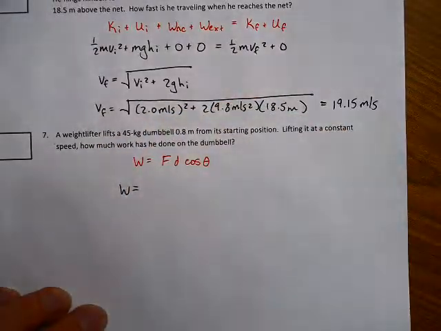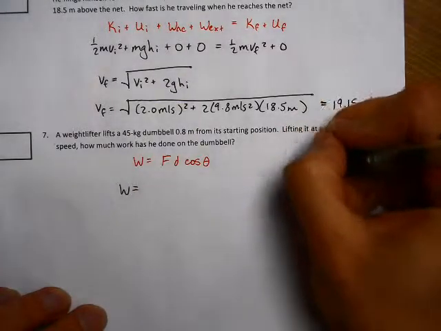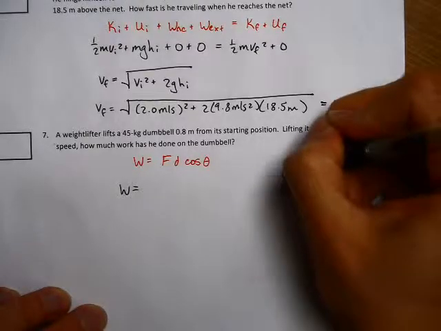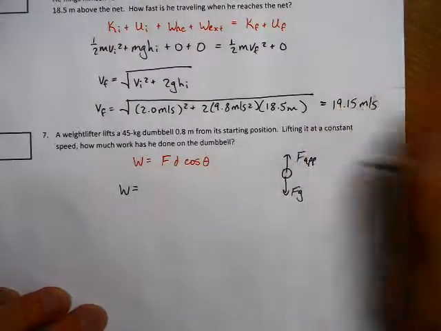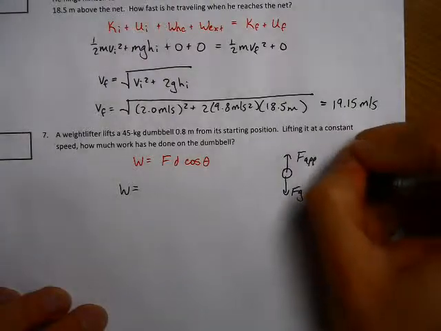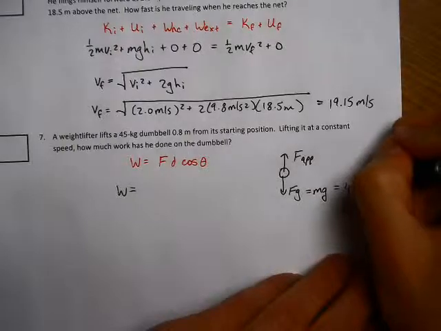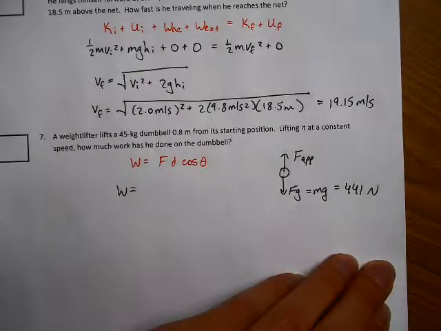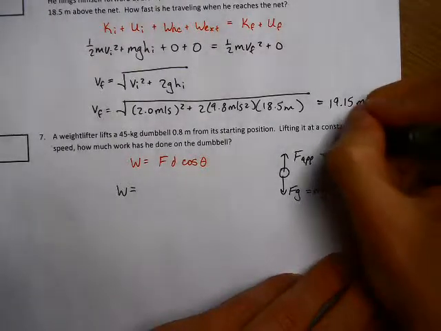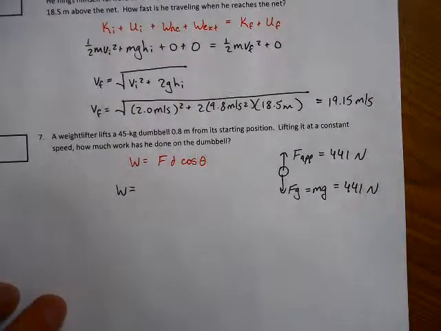The work is the force needed to lift something at a constant speed. This object has a weight, and it has an applied force upward. These balance. Only by balancing is the object not accelerating but moving at a constant speed. The object's weight is its mass times 9.8, which turns out to be 441 newtons. Thus, to raise it at a constant speed, you must apply a force of 441 newtons. If you apply a larger force, it will accelerate upward.